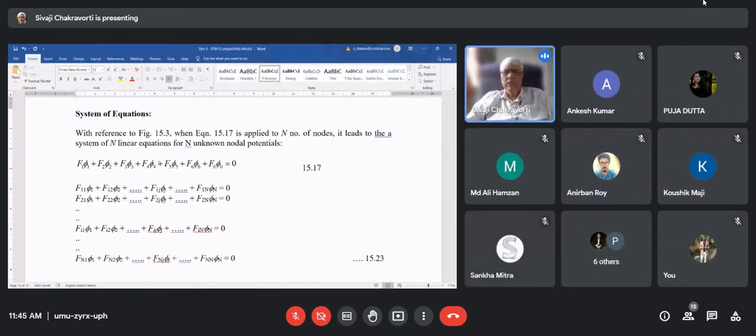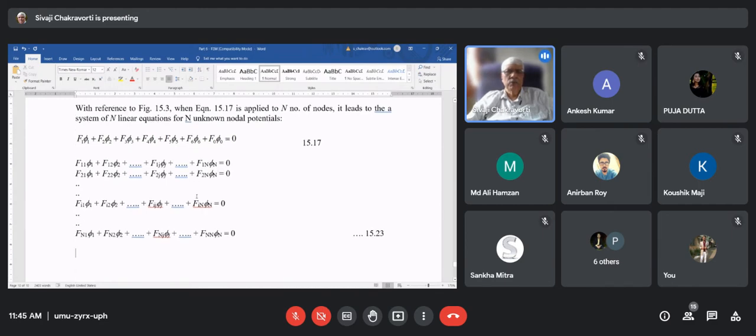In fact, I have personally worked where n was of the order of 1 lakh or more in a practical problem. So when I write that equation for n number of nodes, for one particular node, this 15.17 is written. But remember that when I have to solve n number of node potentials, then for every node I write that equation. So totally I get n number of equations. And in that n number of equations, if I arrange it now, you can see it on your screen.